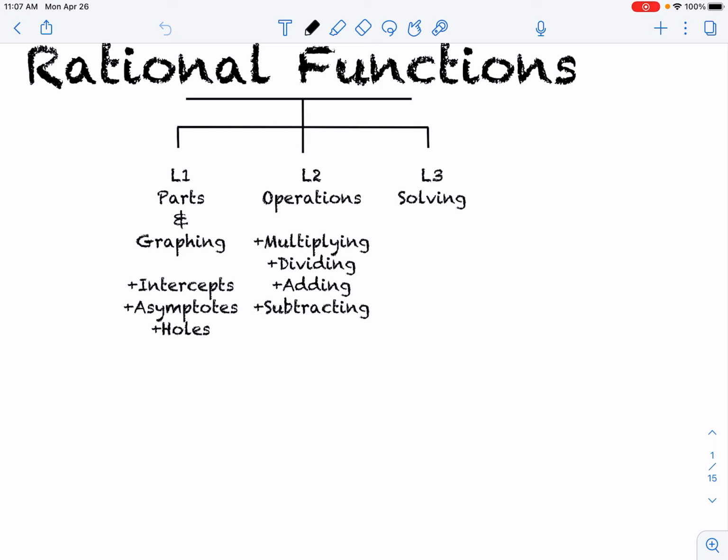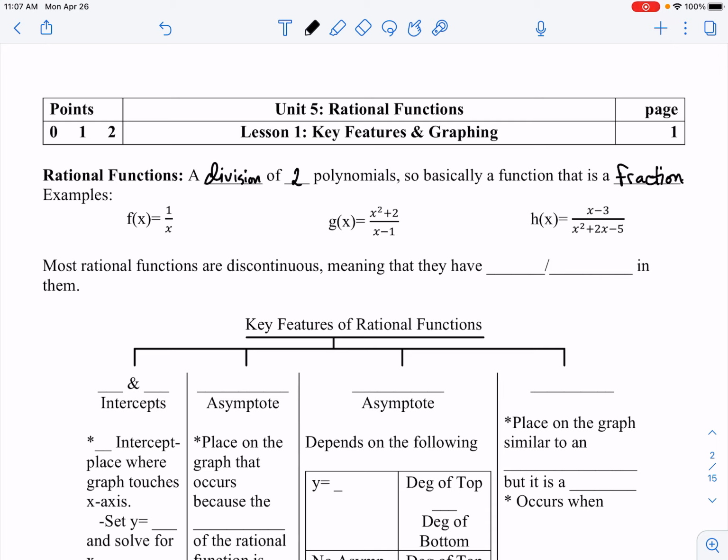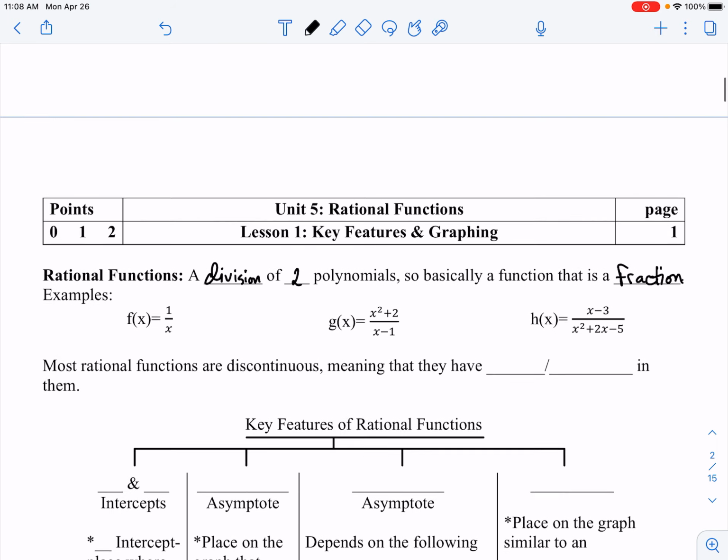So again, what essentially is a rational function? A rational function is a division of 2 polynomials. So basically a function that is a fraction at the end of the day. So 1 over x squared plus 2 divided by x minus 1, x minus 3 divided by x squared plus 2x minus 5. Okay, most of these functions are going to look one or two ways.